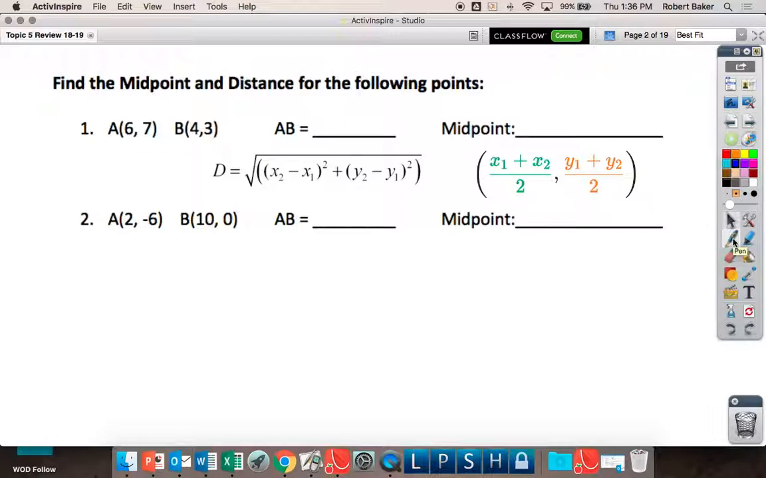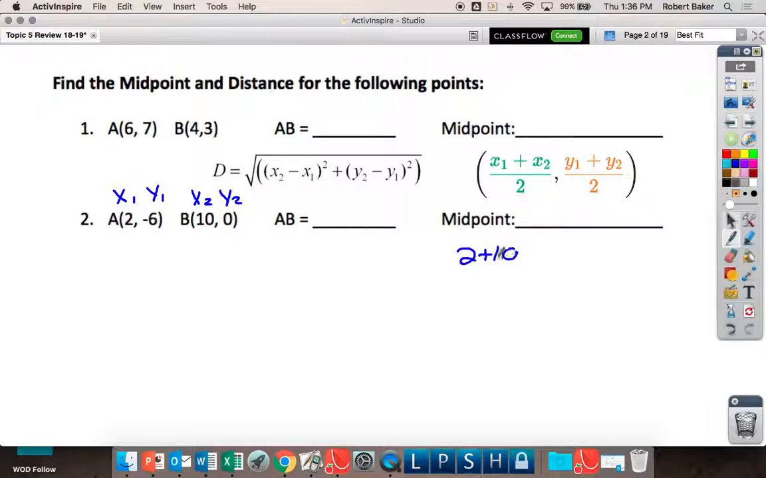Which one do you want to do first? Midpoint. So if I'm going to do the midpoint first, I have to use the midpoint formula. The best thing to do would be to identify your points. This is my first x value. This is my first y value. This is my second x value. This is my second y value. So I'm going to take those points and put them in the midpoint formula.